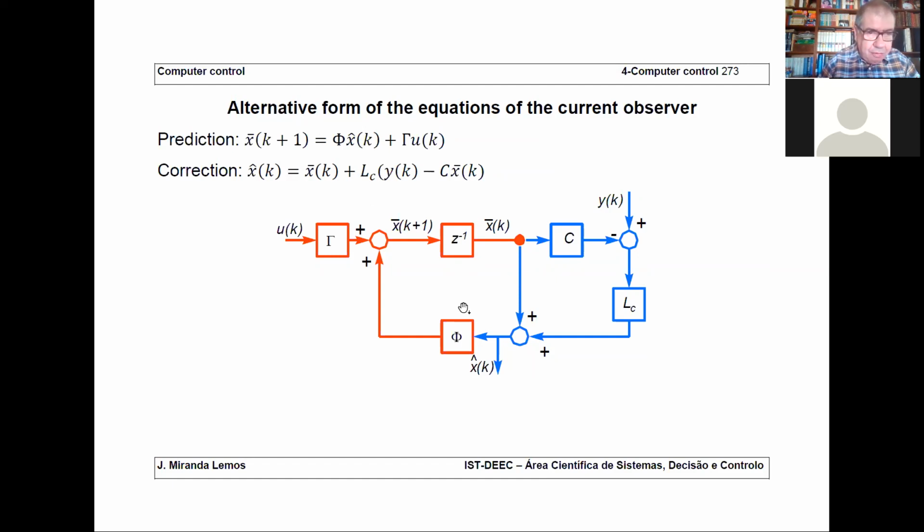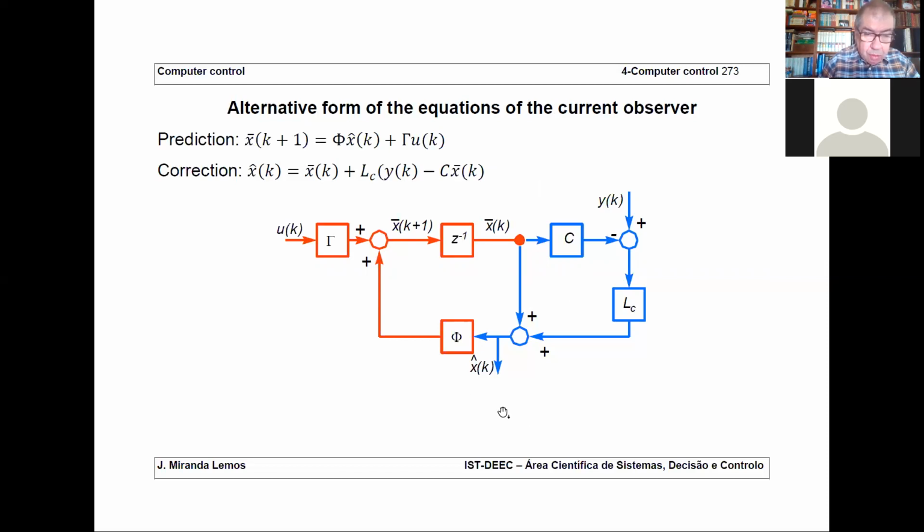So if you write the block diagram of these equations, then you have an input which is y, an input which is u, and you also have two outputs. This x hat is the estimate yielded by the predictive observer, and x bar is the estimate yielded by the current observer. So this is a practical way that you can use in the design of your lab work to implement the observer.